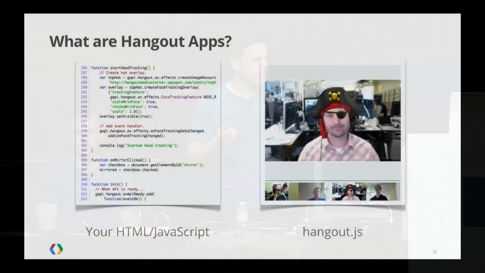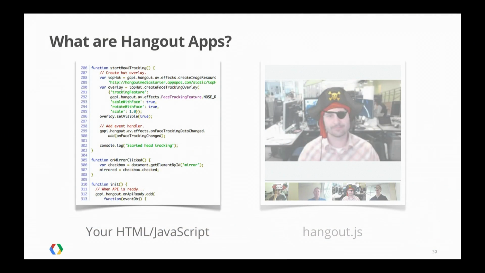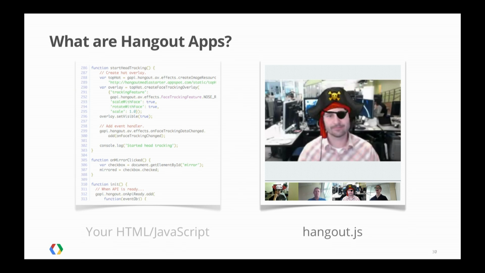So the pieces are very simple. There's two major parts. It's JavaScript and HTML. It's regular code that we build for the web that you can either have Google host or you can host it yourself. And it's the APIs that we extend on top of the Hangout app to allow you to more deeply integrate with the overall video experience.